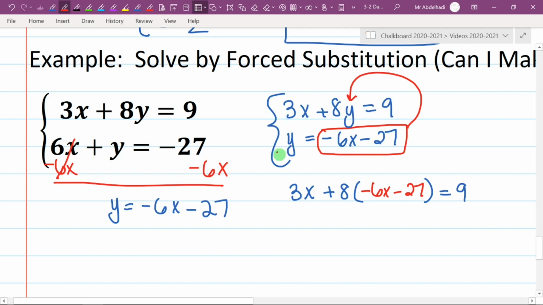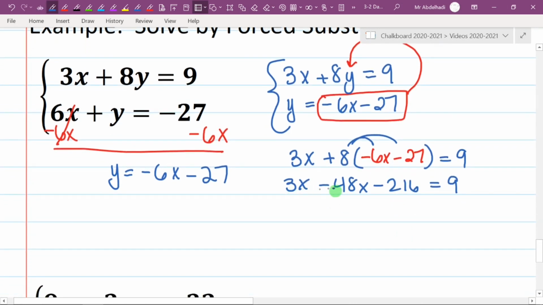So let's go ahead and finish this up. First thing you're going to do is distribute the 8 here. So you get, this is still 3x. This is going to be -48x. 8 times 27 is 160 plus 56, so that's going to be -216, and equals 9. So let's see, what's 3x minus 48x? It's going to be -45x. And then -216 equals 9.